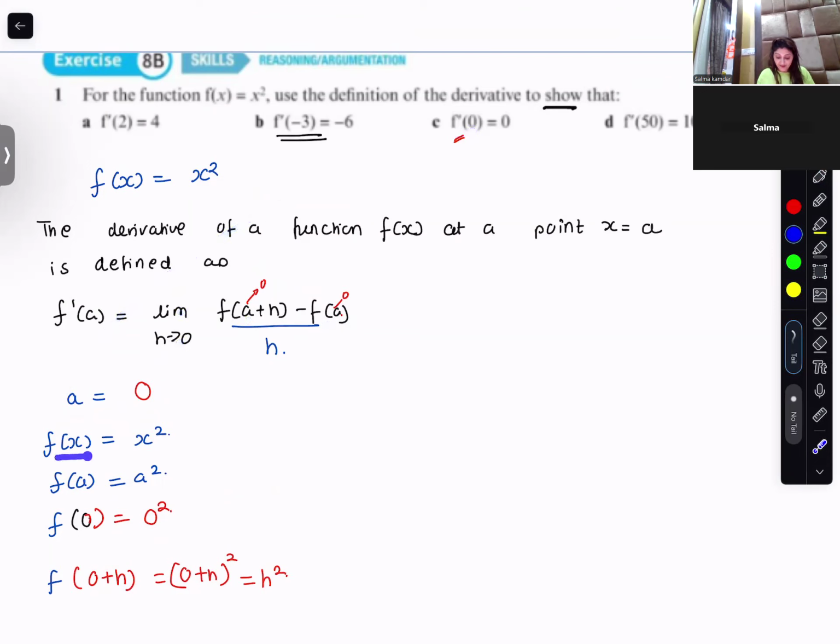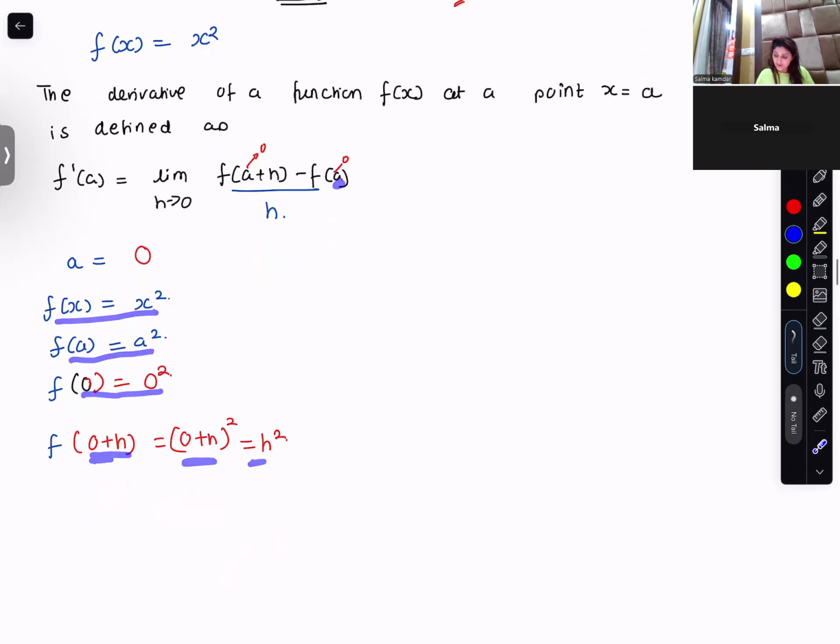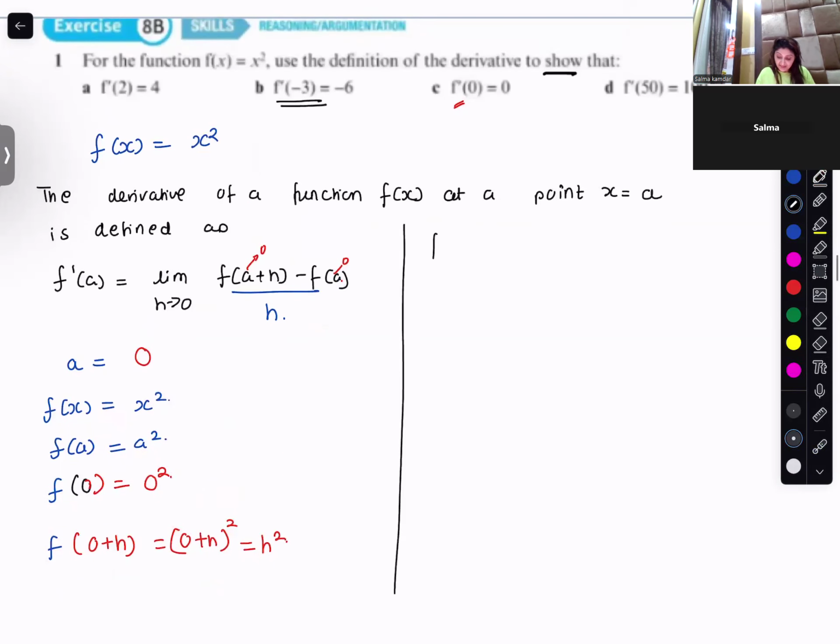Okay, so f of x is x square, f of a is a square, so f of 0 would be 0 square, and f of a plus h, that is 0 plus h, would be 0 plus h the whole square, that is h square. Then I would say f dash 0 is equal to limit h tends to 0 f of 0 plus h minus f of 0, the whole divided by h.